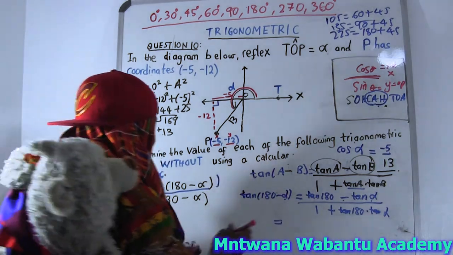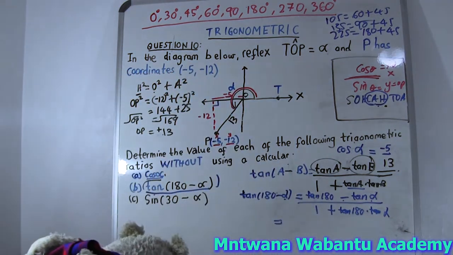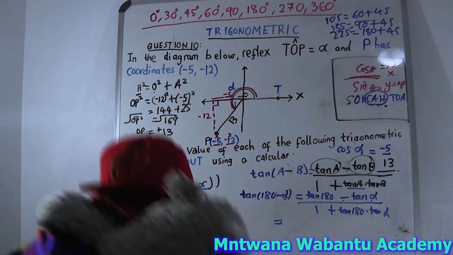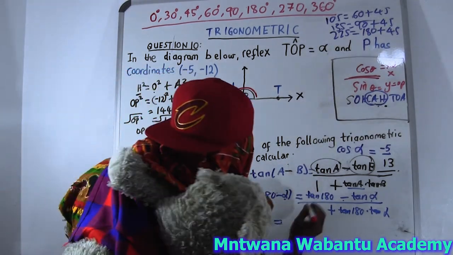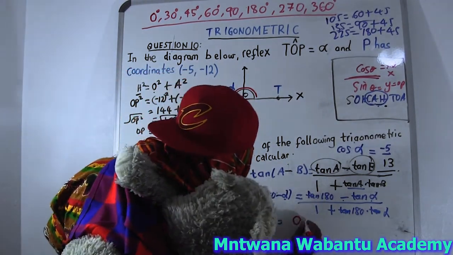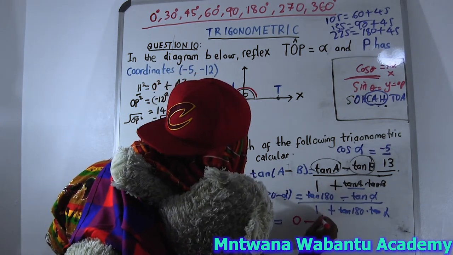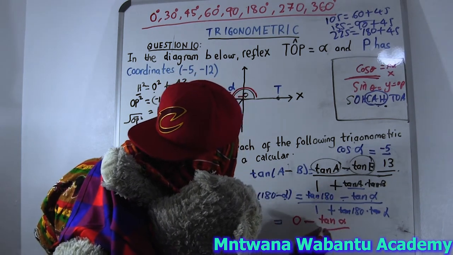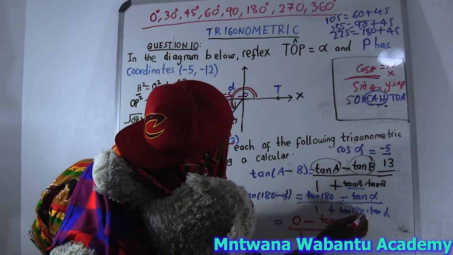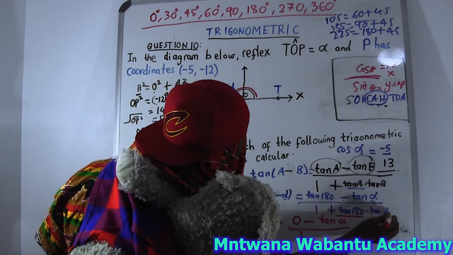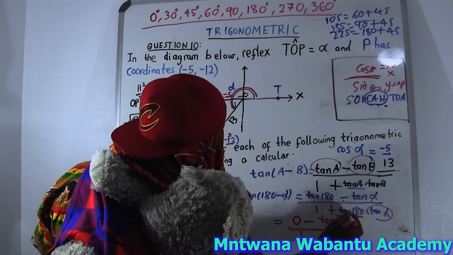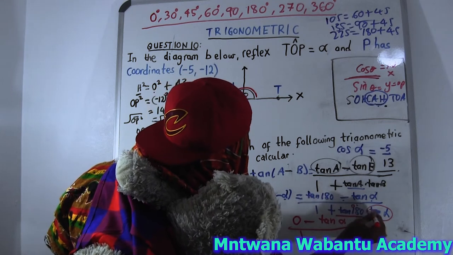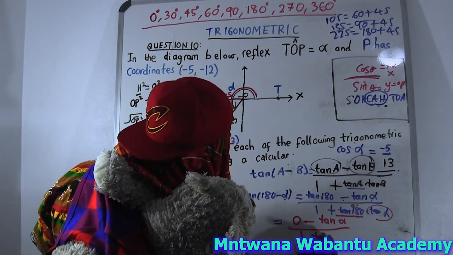So now for this case, I'm going to say tan of 180 equals zero. So this is going to be zero minus tan of alpha, which is just tan of alpha. And then 1 is just 1. Tan of 180 is 0, and 0 times anything is 0, so this one is 0, and it's going to be 1 plus 0.